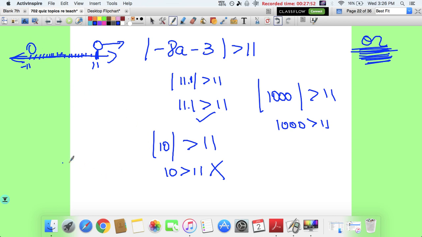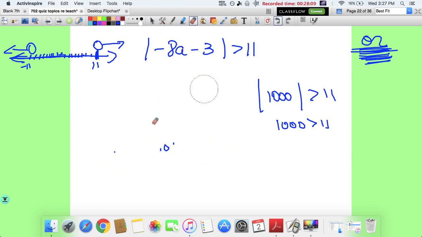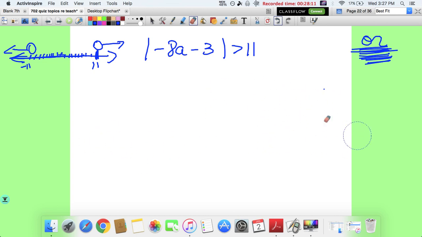But if I take the absolute value of negative 12, will that be greater than 11? Yes, it will. Because the absolute value of negative 12 is 12, and that's greater than 11. So it has to be that way or this way. All that just to tell me how to set up the problem. So now I'm going to set up. The absolute value of this has two options. It can be greater than 11 or less than negative 11, sorry. How are we going to set up?